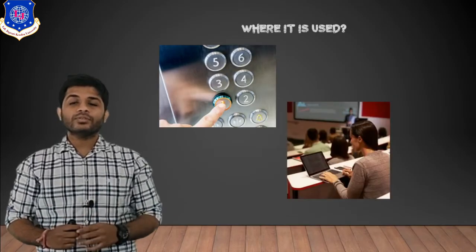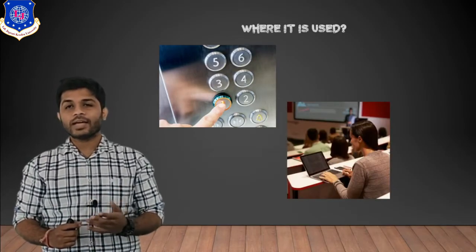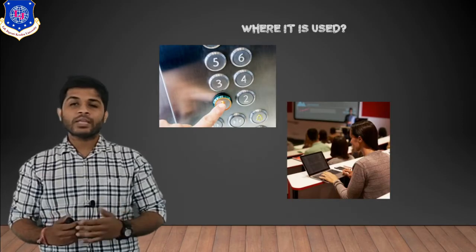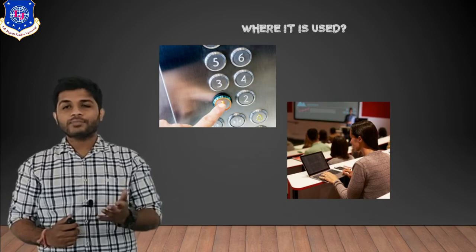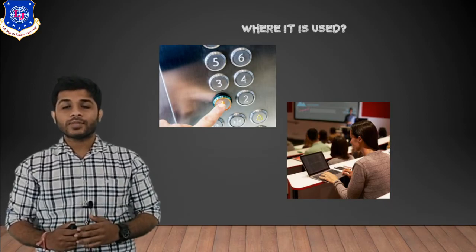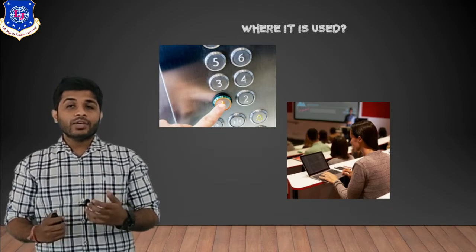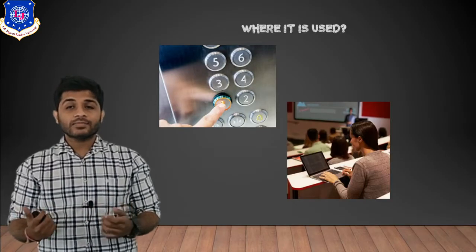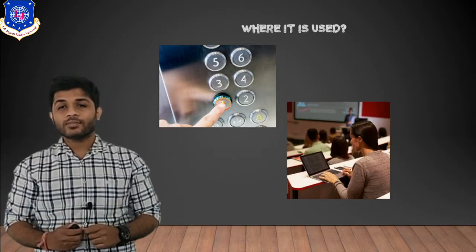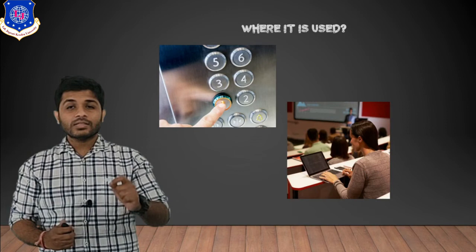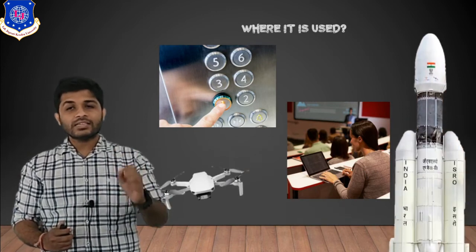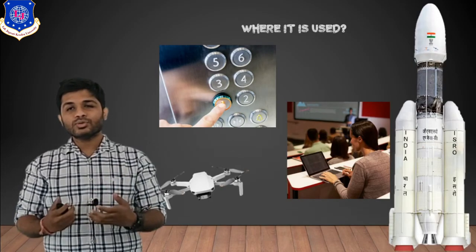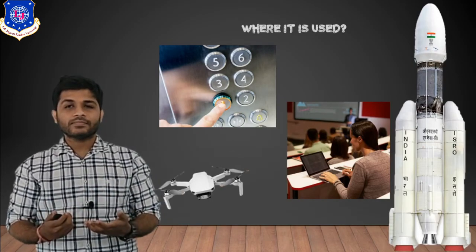Now you have reached your classroom and you have to use a laptop for your lecture. Now you know that your laptop contains a microprocessor in it. So like I said, we are all surrounded by systems that include a microprocessor. From the small drone to large rockets, it contains a microprocessor to do some task.